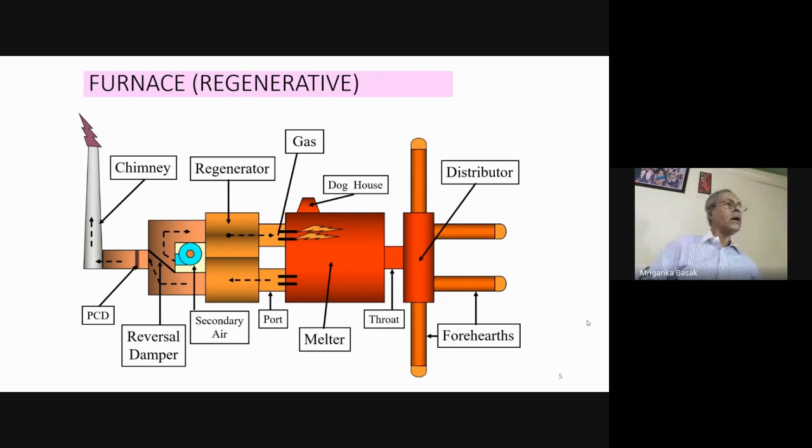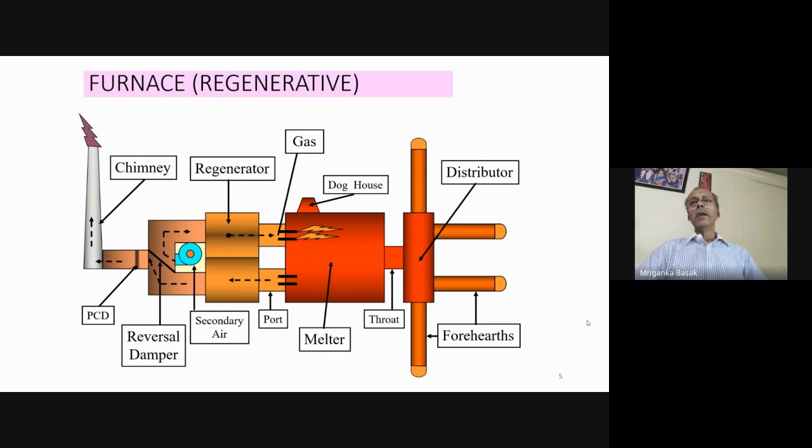Now I will come to the furnace overview. This is the structure of the furnace. If you can see, the melter is shown in red, almost red, right? On the left side of the melter, there is a regenerator. Regenerator is nothing but the preheater or an economizer.